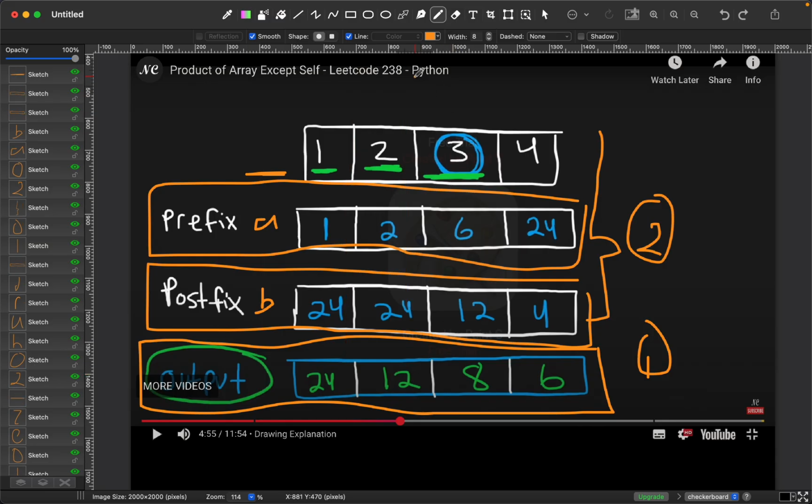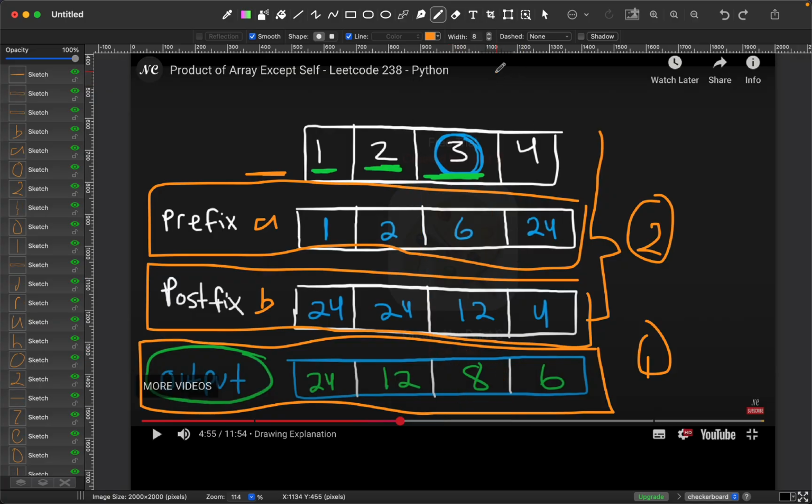So we go on to the next one. Draw a line. This time around we are focusing on 3. So multiply everything outside 3. 1 times 2, 2. 2 times 4, 8. Therefore 8 over here.